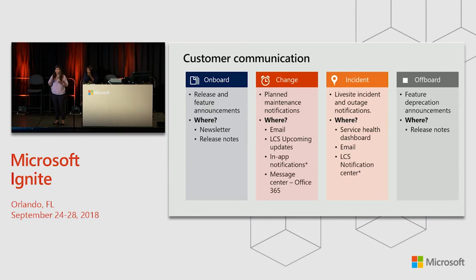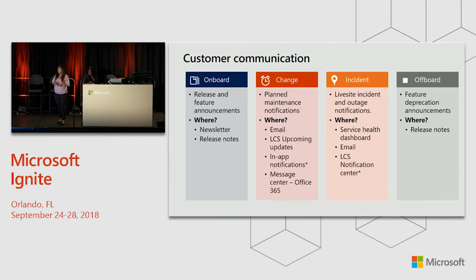Change is where we have planned maintenance notifications. This is for one version, as well as we do updates on your environments. You'll see these showing up as email updates in LCS in the upcoming updates area. In product notifications, there's a star next to it because that's something that we're still to add, as well as in Office 365 in the message center.